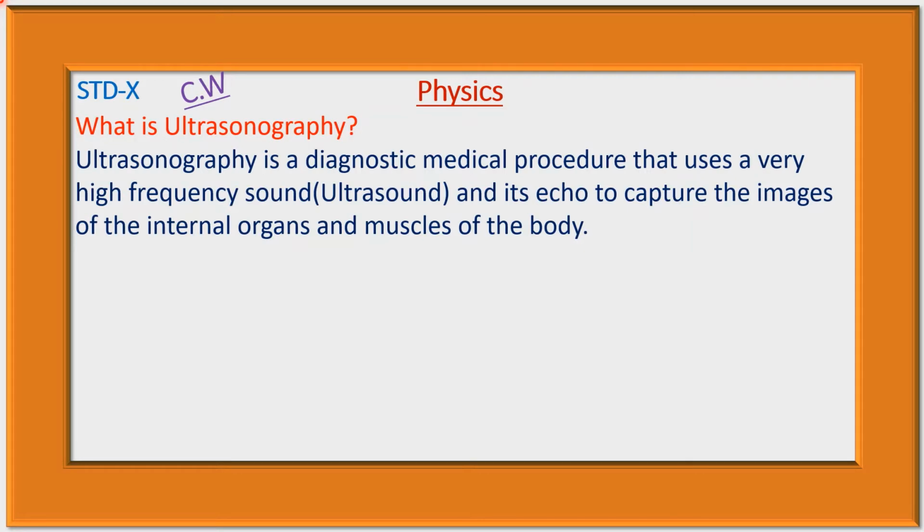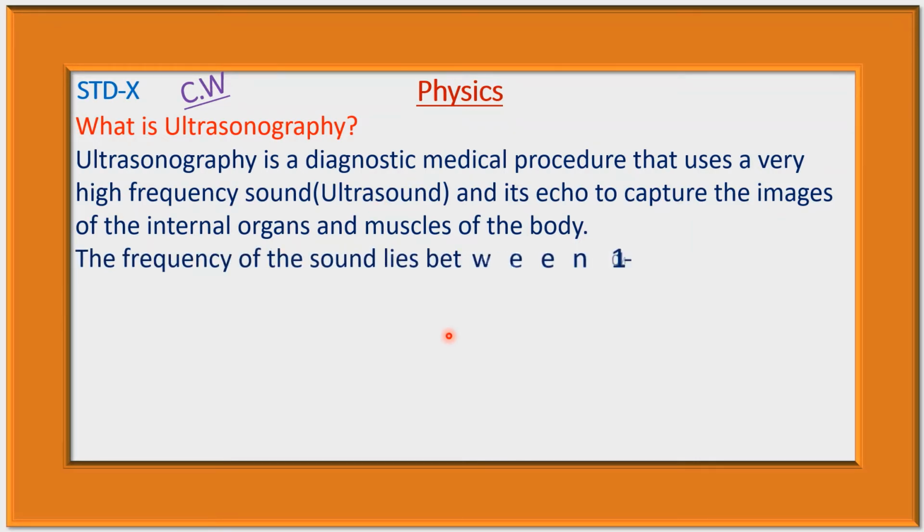Ultrasound or ultrasonic sound means the sound of frequency more than 20 kilohertz. That is, if the frequency of the sound is more than 20 kilohertz, then that sound is ultrasonic sound or ultrasound. And using ultrasonic sound, ultrasonography is done. The frequency of the sound lies between 1 to 10 megahertz.